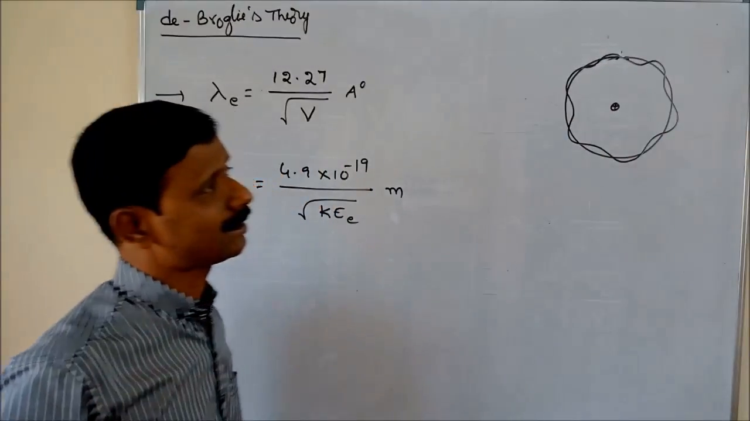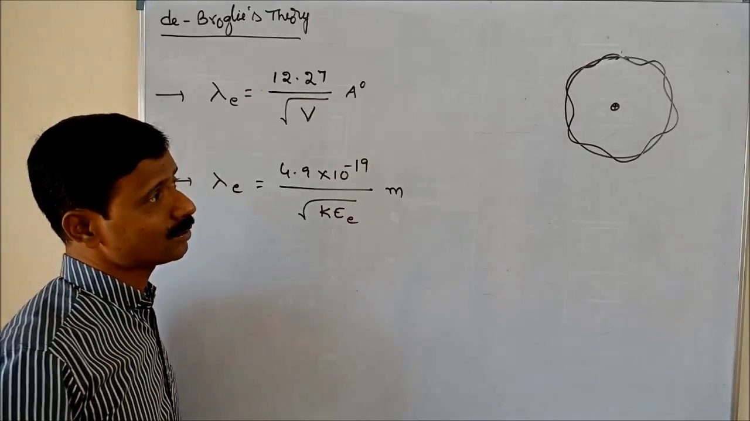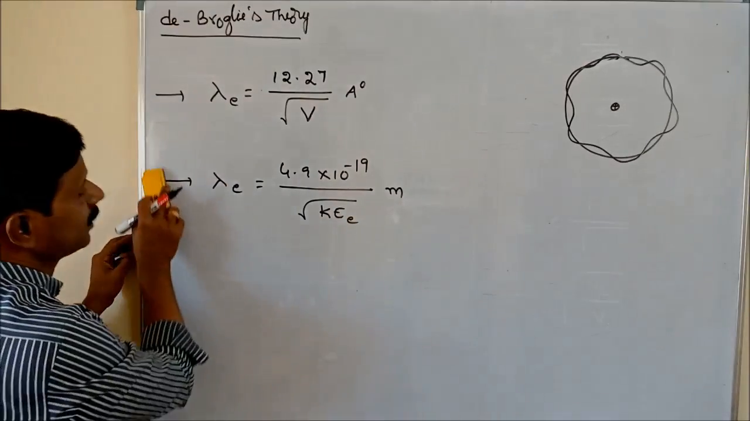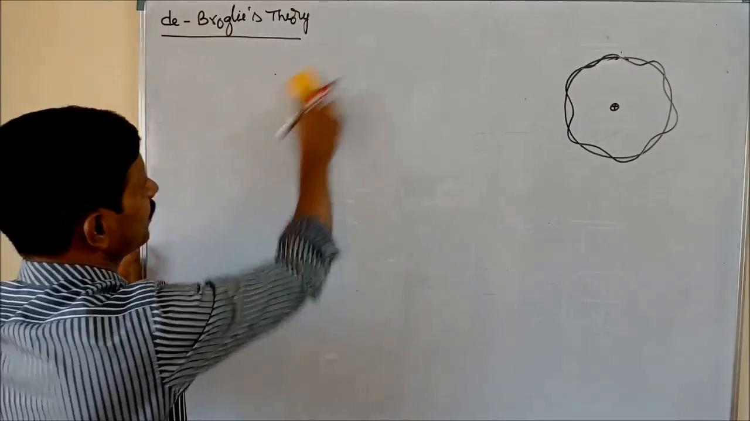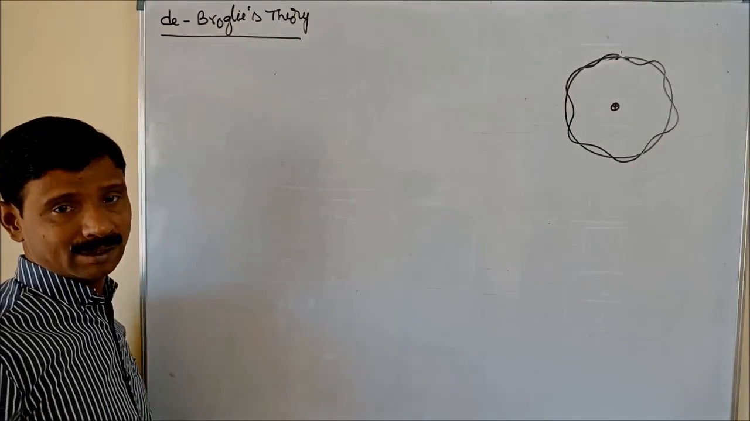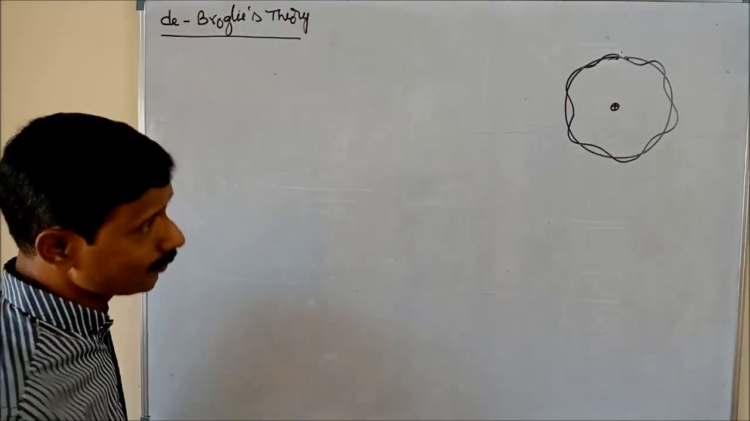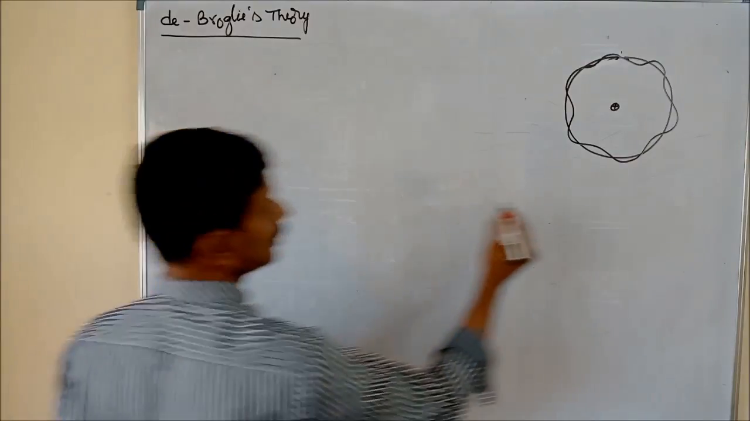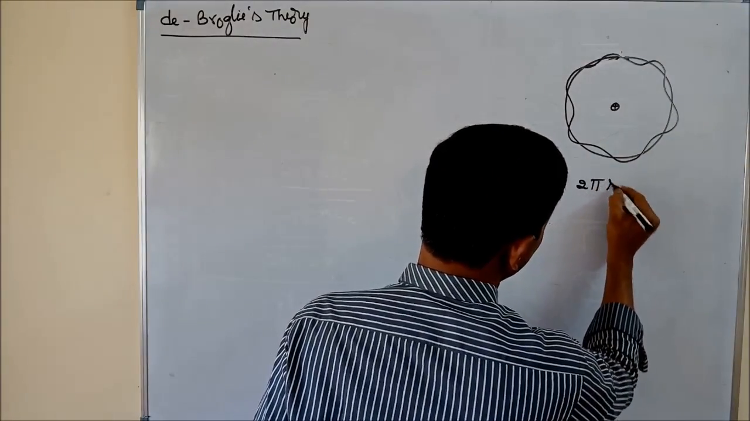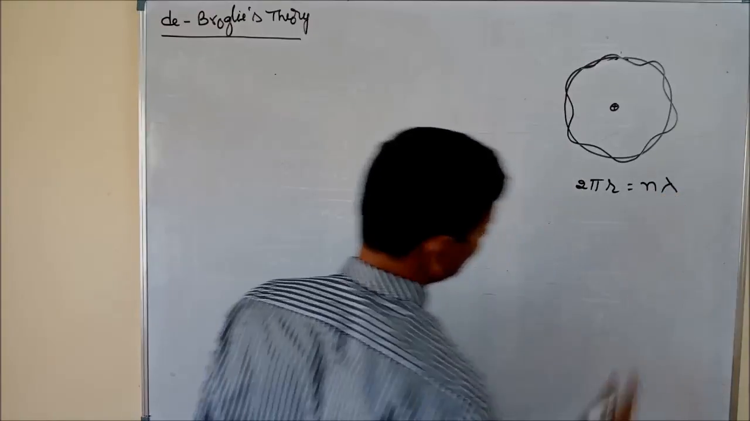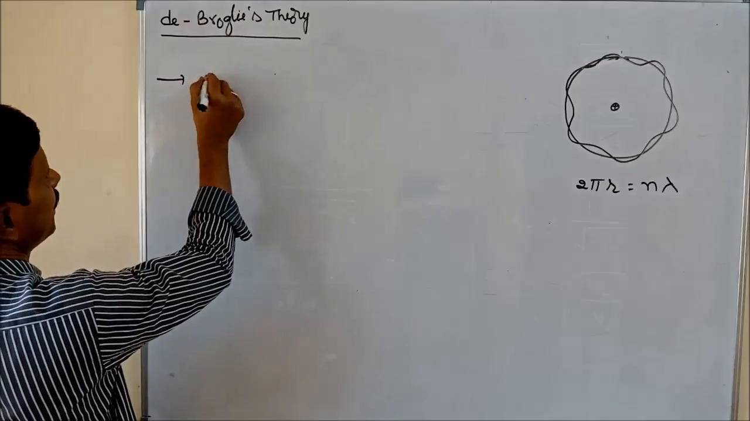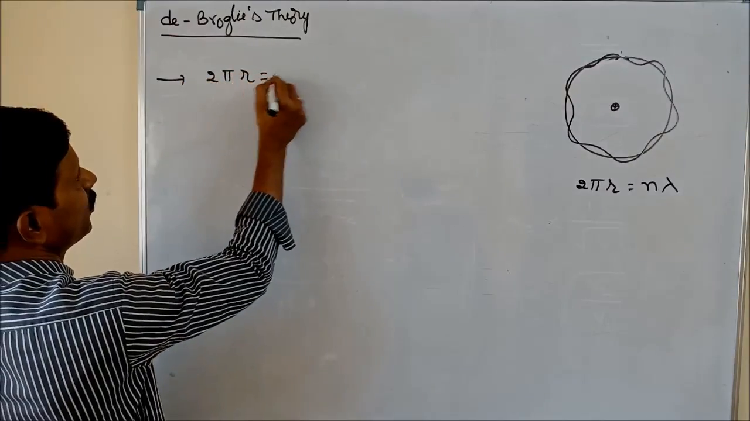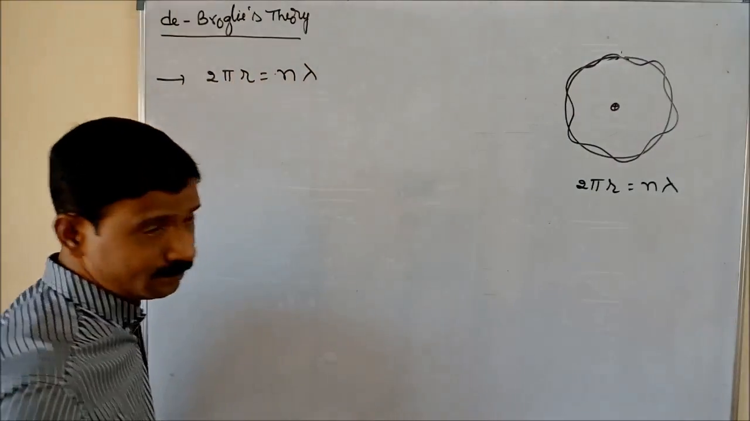Then only its energy is going to be constant. So for a stationary orbit, here there is one relation: in any stationary orbit, the circumference of the circular orbit is an integral multiple of the wavelength of the electron. Meaning 2 pi r should be equal to n lambda, where n is the number of the orbit. So this formula is another important one, 2 pi r equal to n lambda.